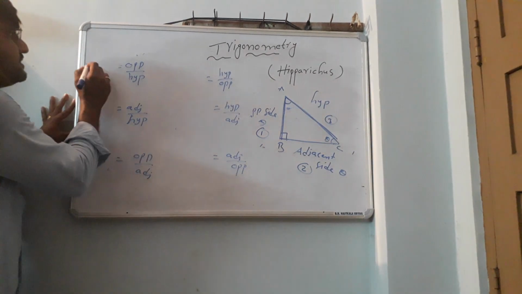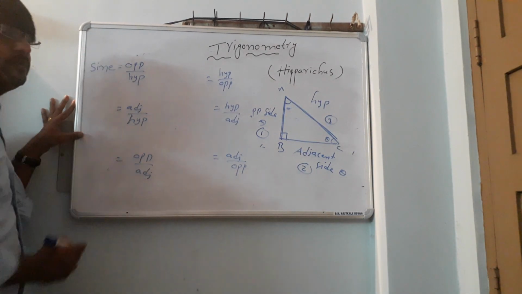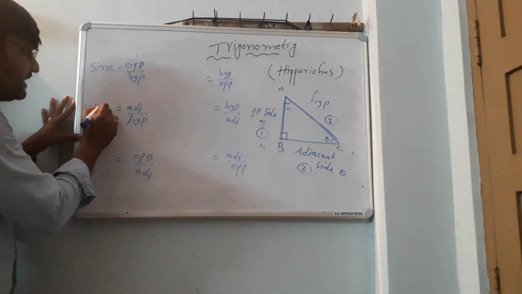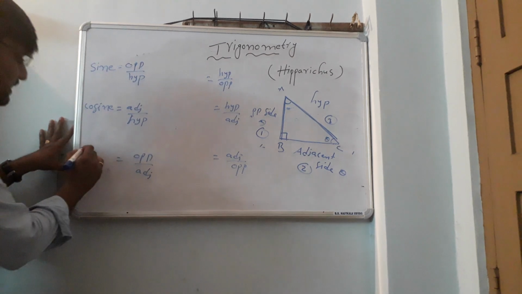The first one is sine. The next one is cosine. The third one is tangent.